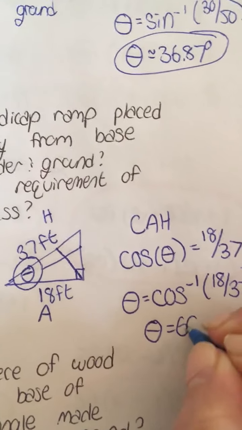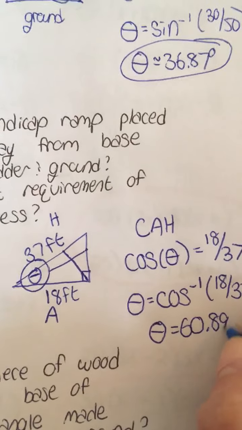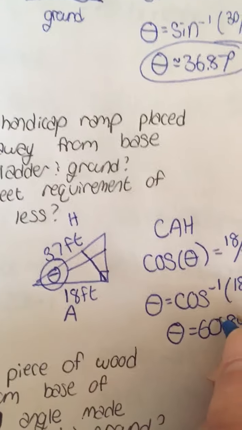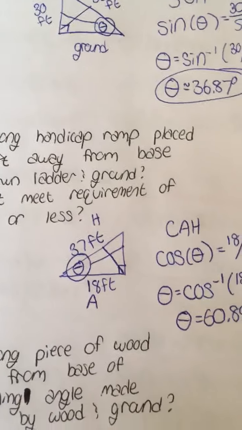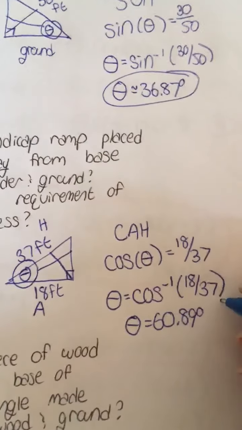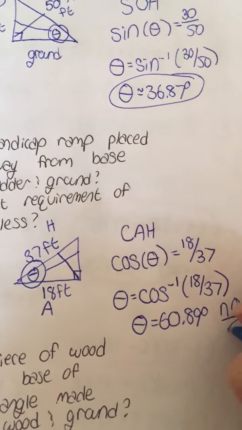So I don't know, does that meet the requirement? This cannot be a handicap ramp. Imagine having a 60-degree angle to go up in a wheelchair. No way. This is not possible.